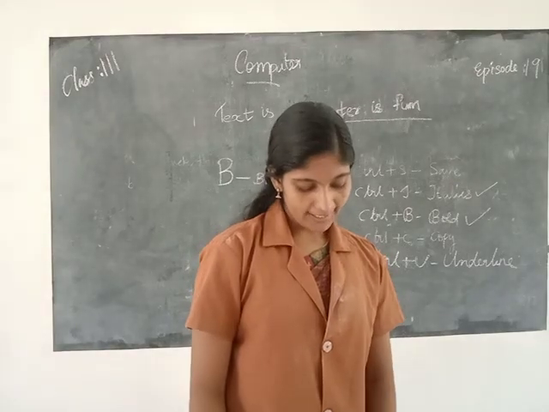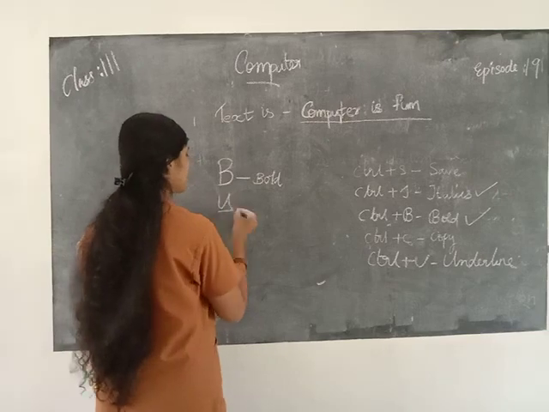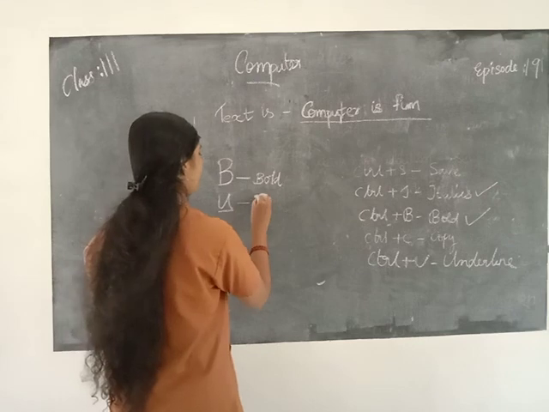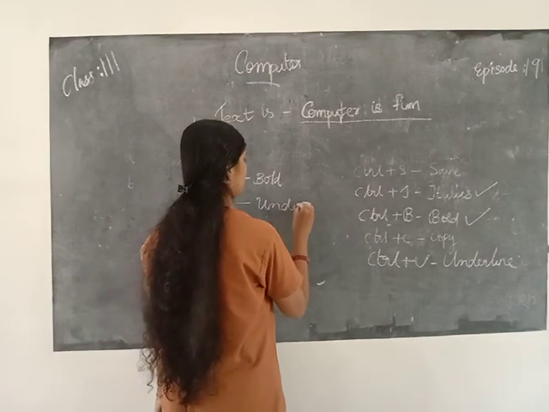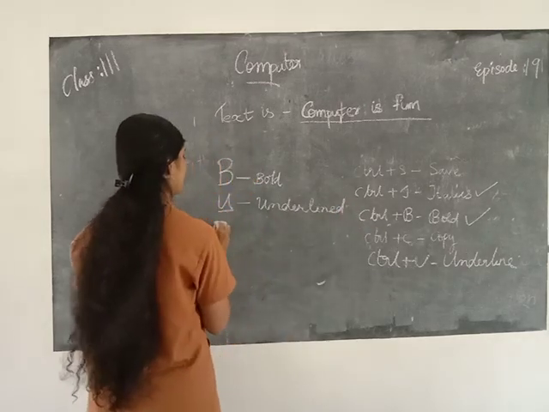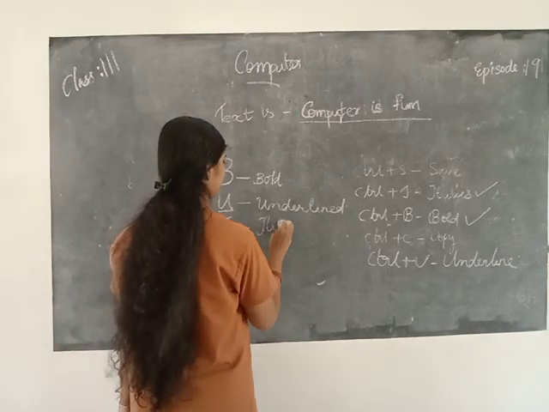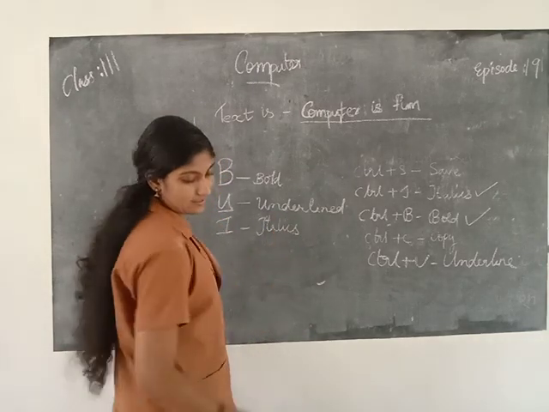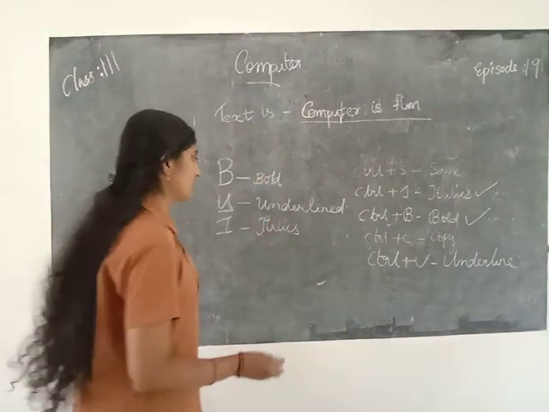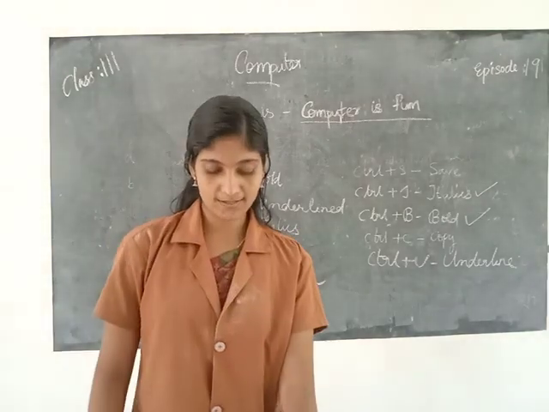Then next, the U icon represents italics button. So here is the icon. So does it represent the italics? No, it represents underline, not italics. So italics means I is the icon which represents italics. Then next one, I icon represents underline button. So is it true or no? It's false. So write F on this box.